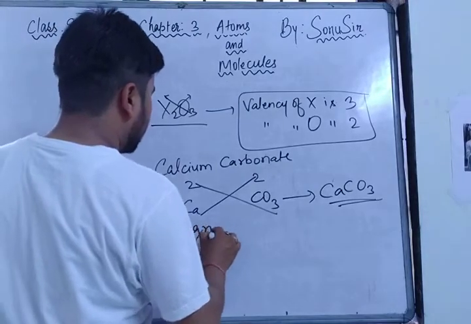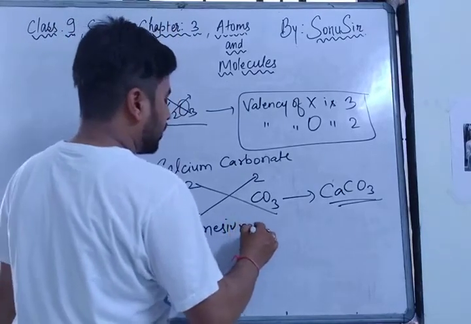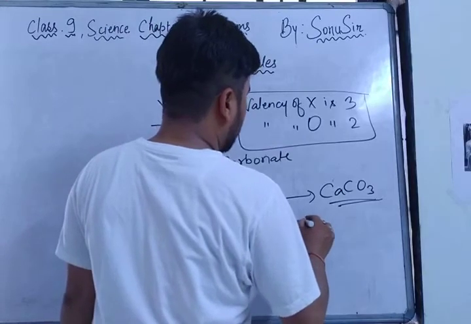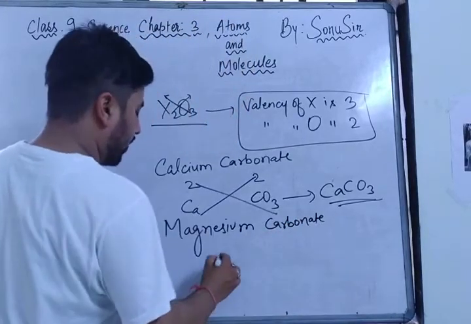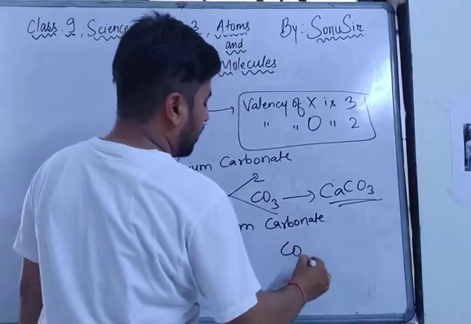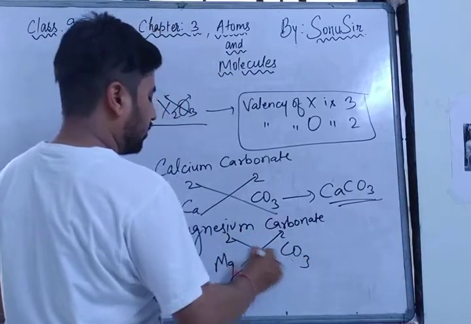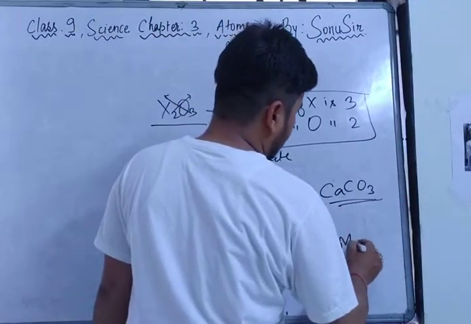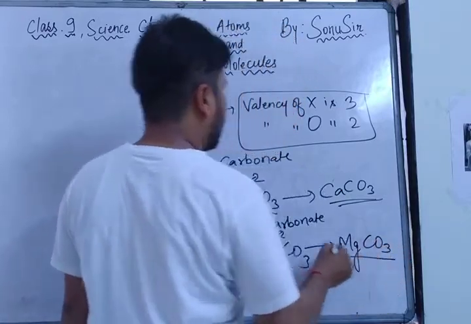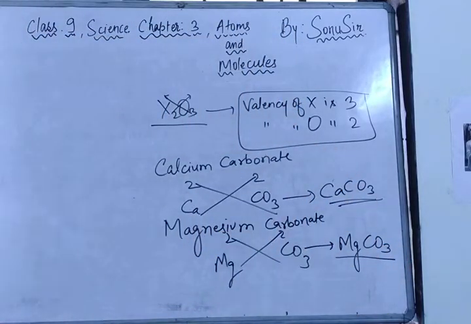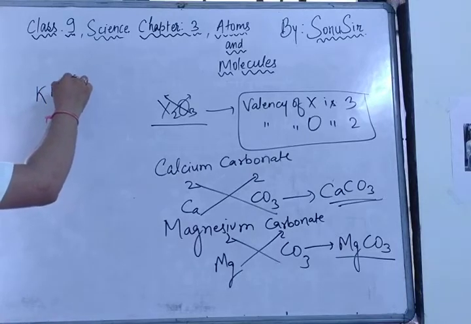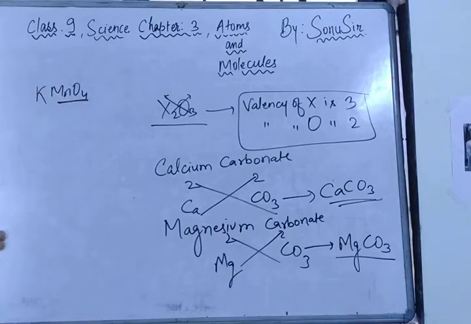Same, nothing else. First of all, we have to write Mg and we have to write CO3. Both valencies are 2, 2. No need to write anything, directly MgCO3. Magnesium carbonate. Potassium permanganate: KMnO4. This is potassium permanganate, KMnO4. Got it? So in this way you can write any chemical formula.